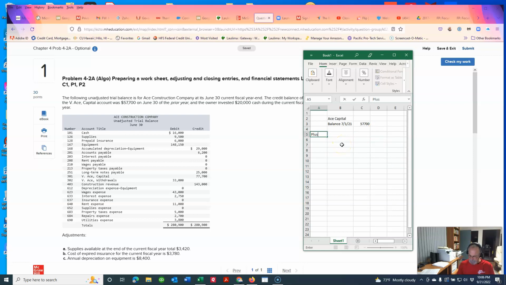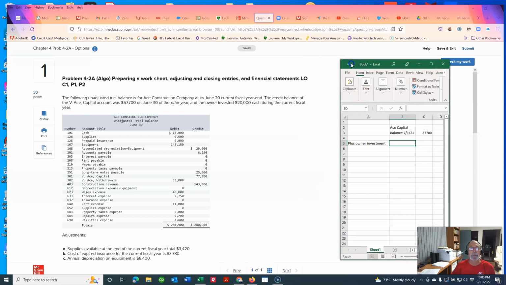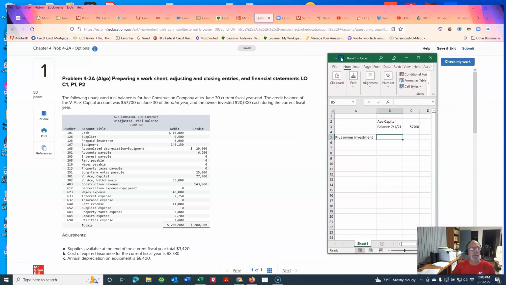let's say plus. That'd be easier to work with. Plus owner investment. Now, owner investment would be amounts that the owner is putting into his or her business. So, it says owner invested $20,000 cash into the business.